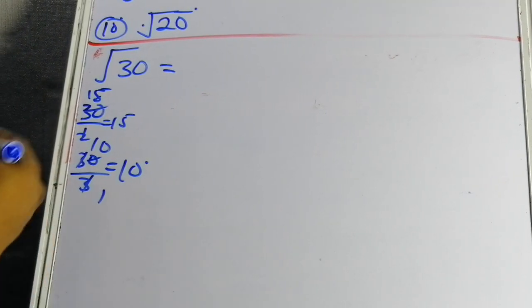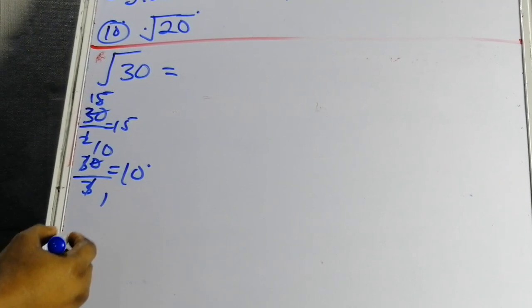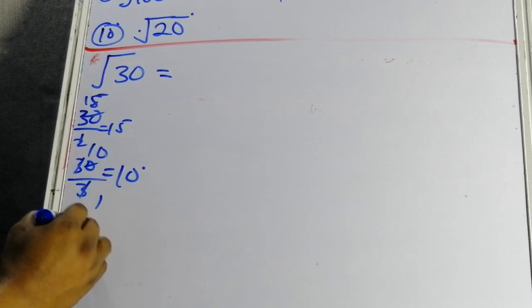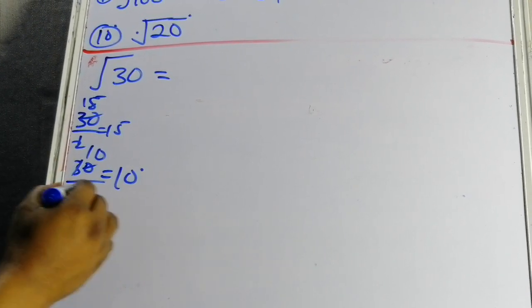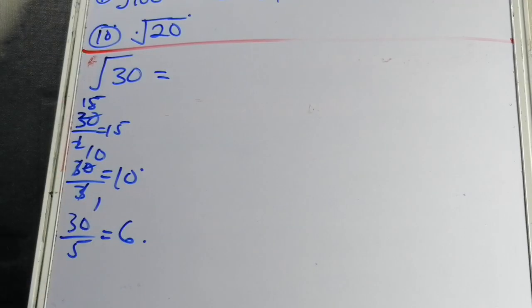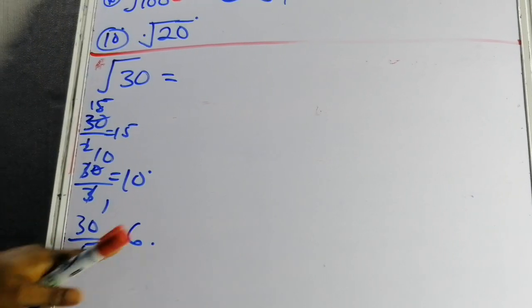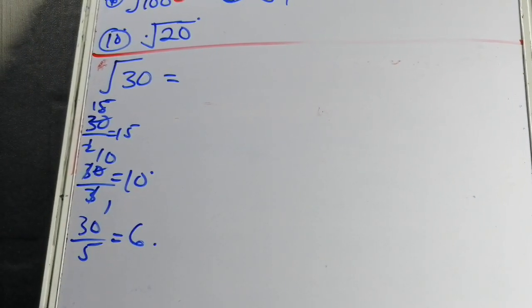So I look again, what else can go? I can say, okay, 4, 5. If you say 5, that's 30 divided by 5. That is what? 6 times 5 is what? 30. So 5 times 6, can you just split it? No, you cannot split it.